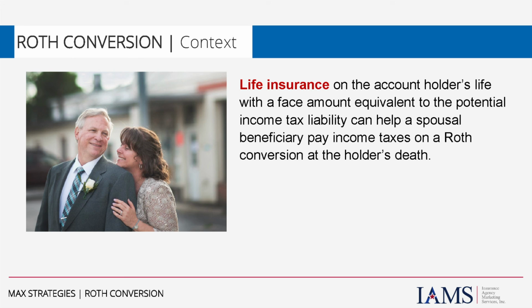So the strategy we can look at here is providing life insurance on the IRA or qualified account holder's life. And the death benefit we're going to utilize here is equivalent to what we think the income tax liability would be on the spouse if they were to convert that IRA to a Roth. And this is after the primary IRA account holder's death, of course.